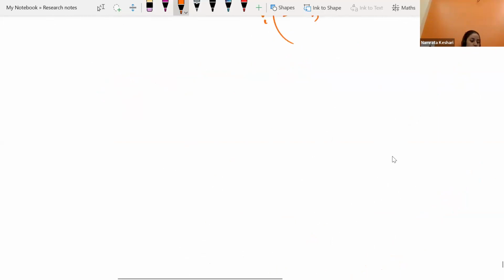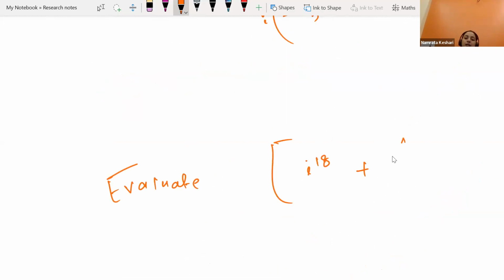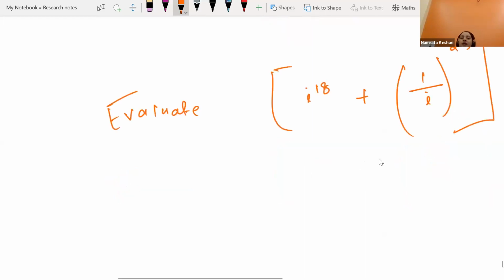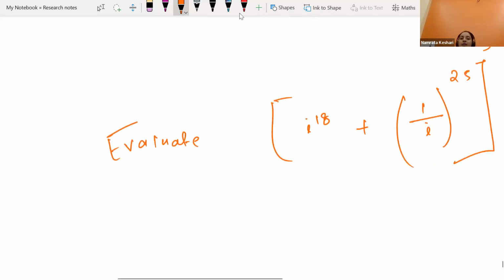Let's do this question. Evaluate (i to the power 18 plus 1 by i to the power 25) whole to the power 3. Let's evaluate the value from here. I told you, i to the power whatever will be there, you always try to write it in the i square to the power anything, whatever it will be possible.